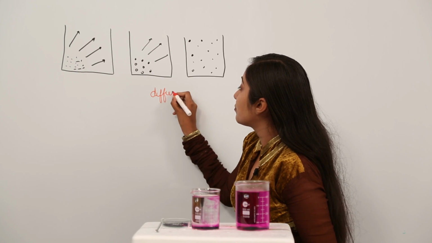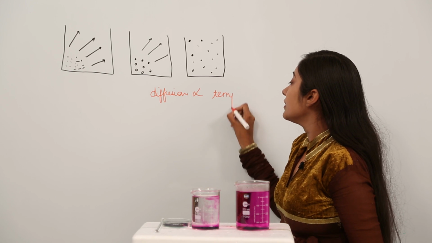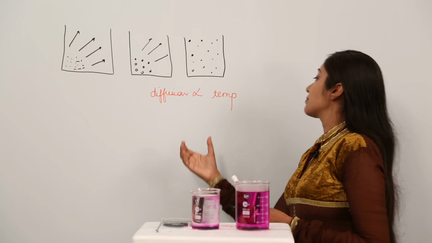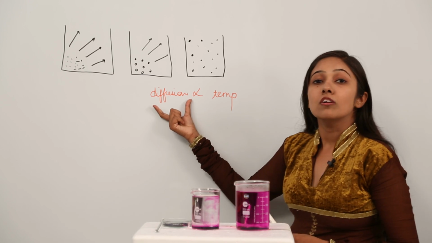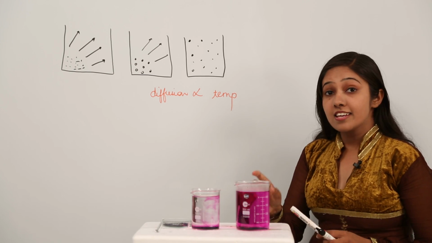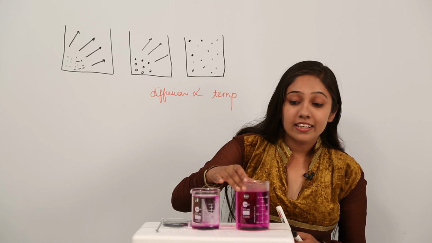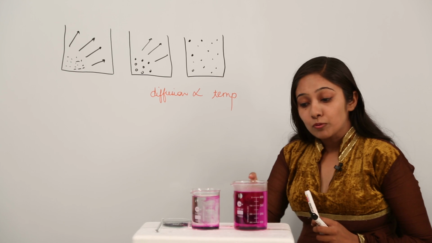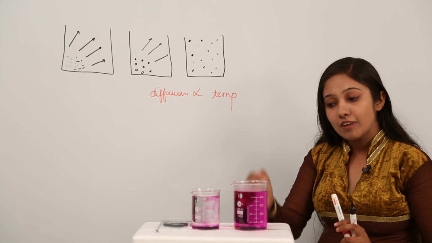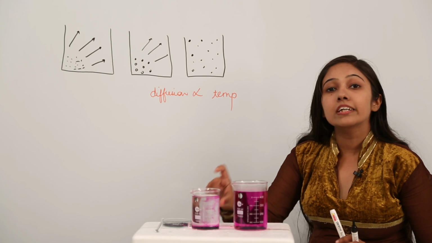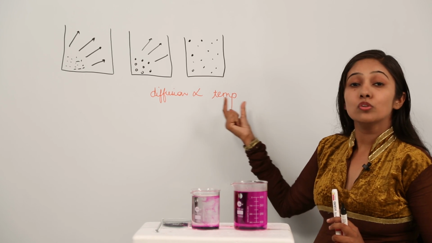Diffusion is directly proportional to temperature. What I mean by this statement is, as the temperature increases, the rate of diffusion also increases. So this is my motive for doing this live activity for you all. You can see that in hot water, this potassium permanganate dye is spreading evenly at a faster rate as compared to this beaker containing cold water. So this proves that diffusion is directly proportional to temperature.